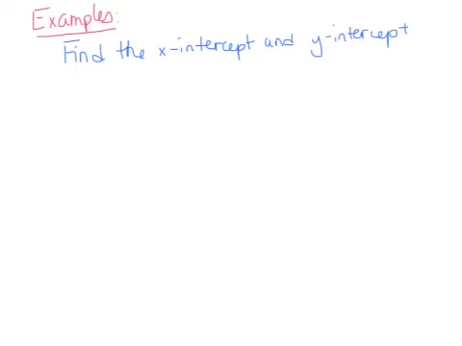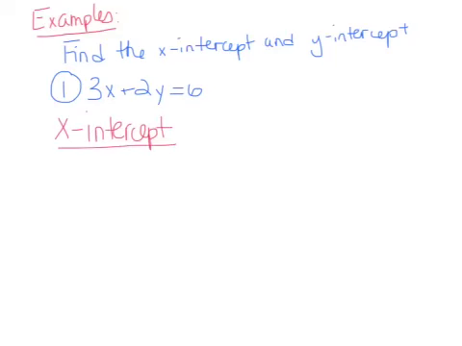Now we're going to do some examples where we find the x-intercept and the y-intercept without having a graph. So for our first one, we're going to have the equation 3x plus 2y equals 6. So if you remember from the previous graph, for the x-intercept, we said that that happened when y was 0. So actually, on this one, we're also going to do the same thing. To find the x-intercept, you are going to set y equal to 0.